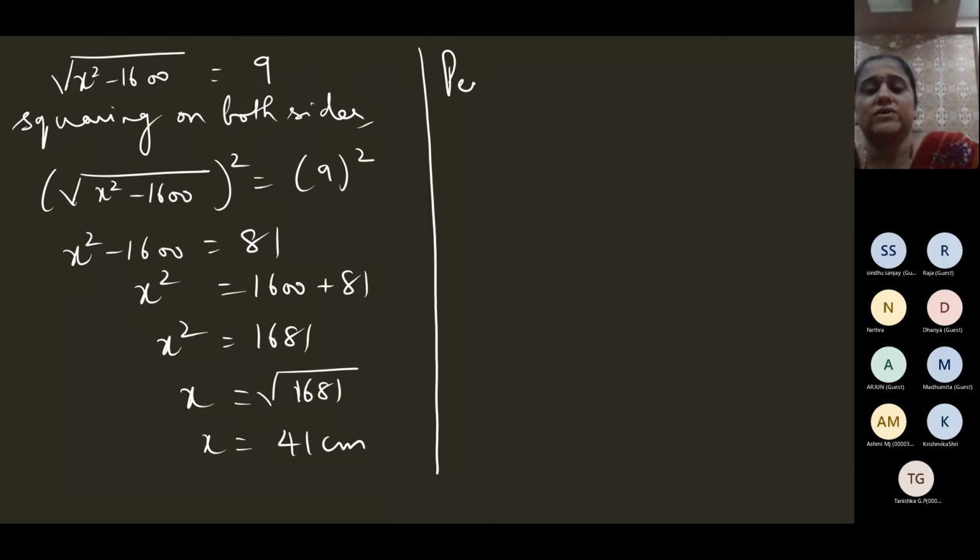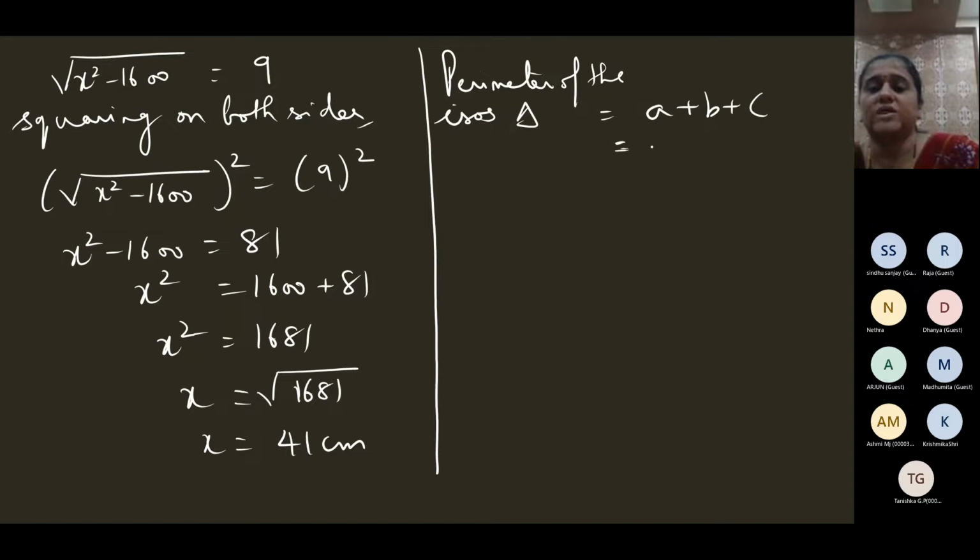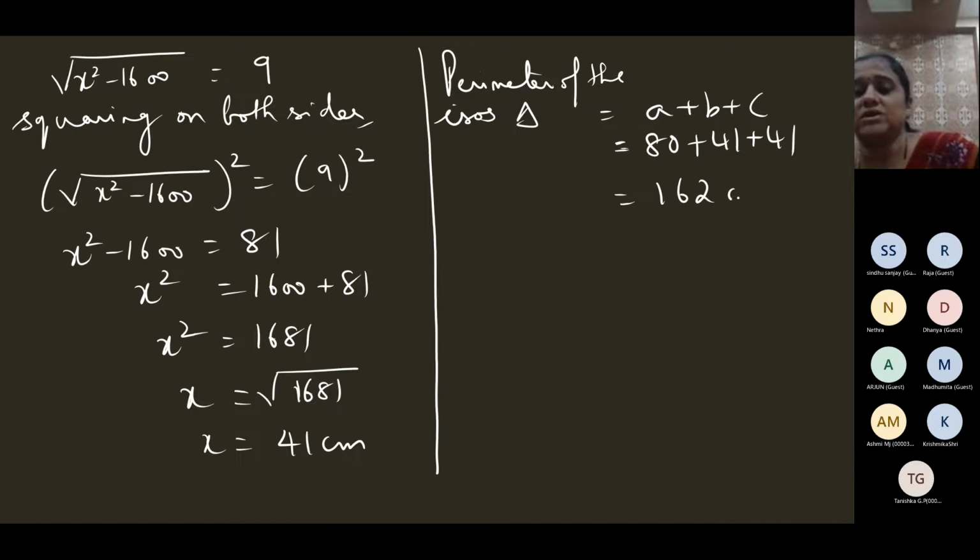So now we're supposed to find the perimeter of the triangle. Perimeter of the isosceles triangle is equal to a plus b plus c. So a is already given, 80. Now b and c are 41. So 80 plus 41 plus 41 is 162 centimeter. Yes, children, please write down.